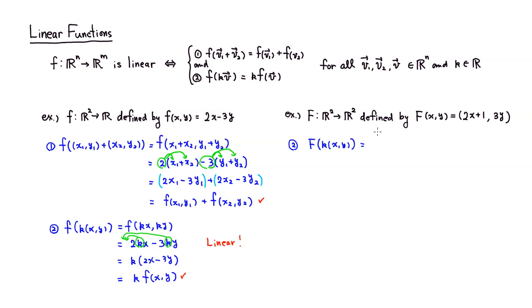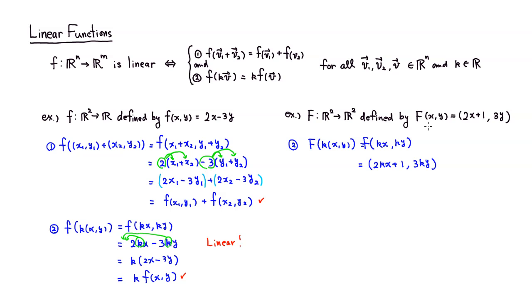So this is going to be equal to, the input is kx comma ky as usual. Then you end up getting a vector. You have 2 times the first component plus 1, and 3 times the second component, ky. So we get that.